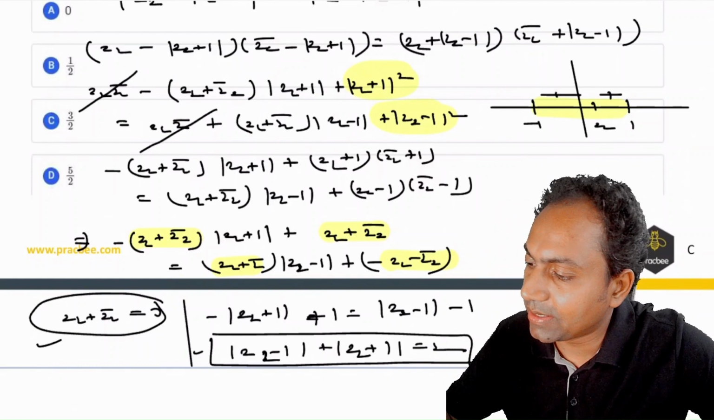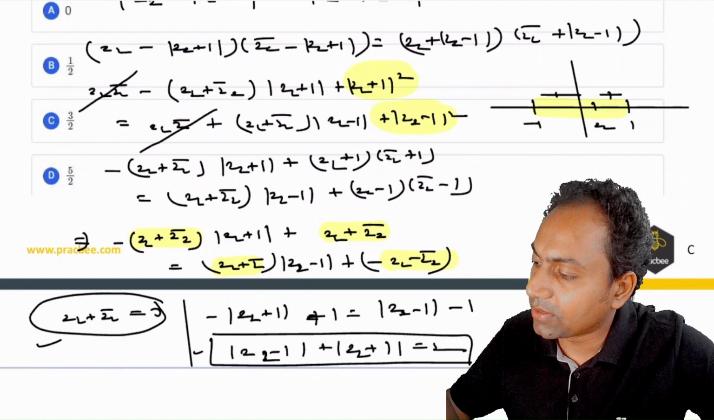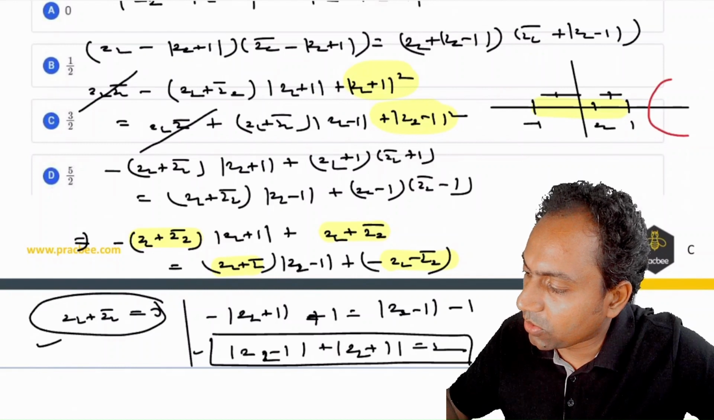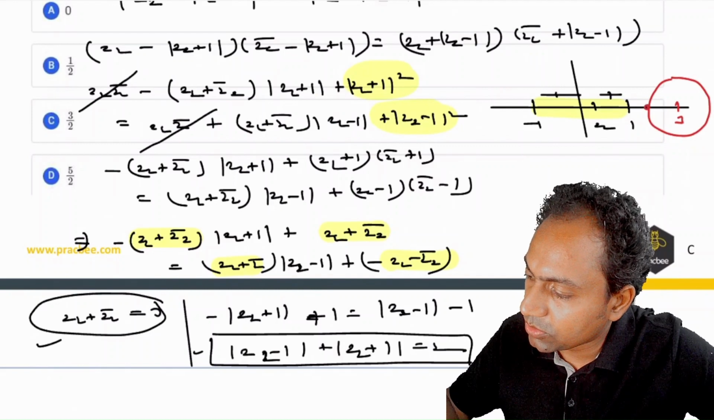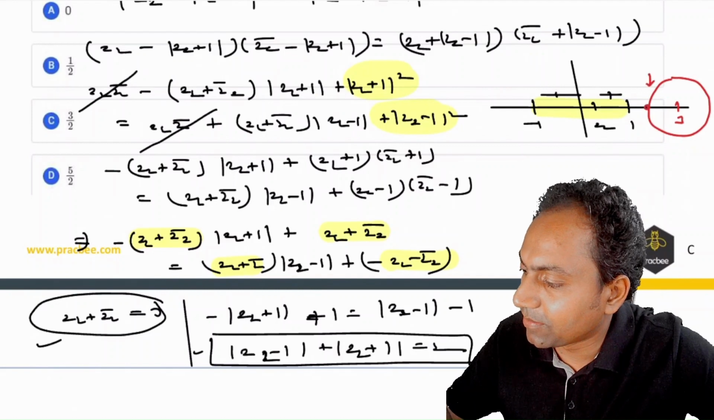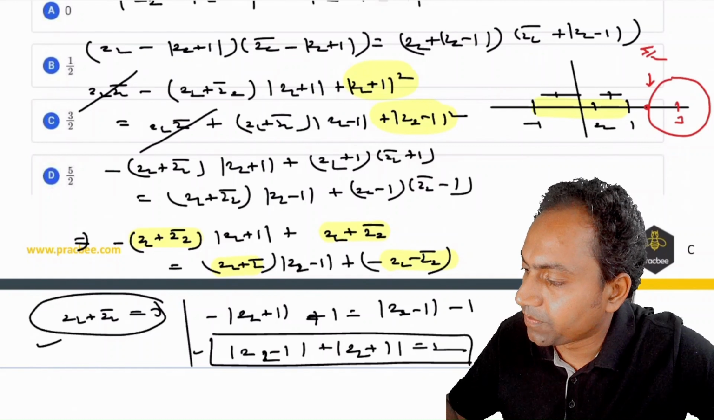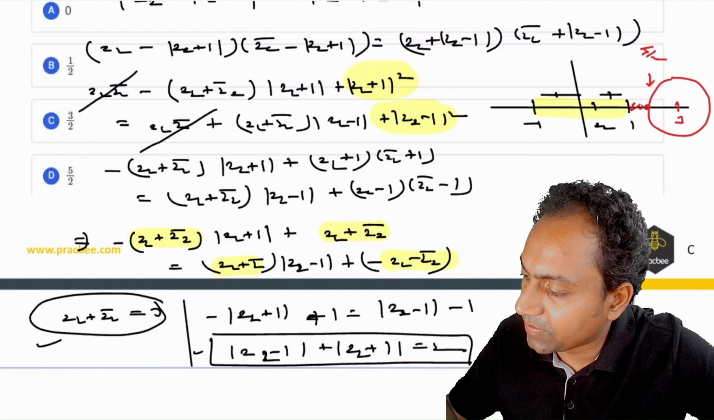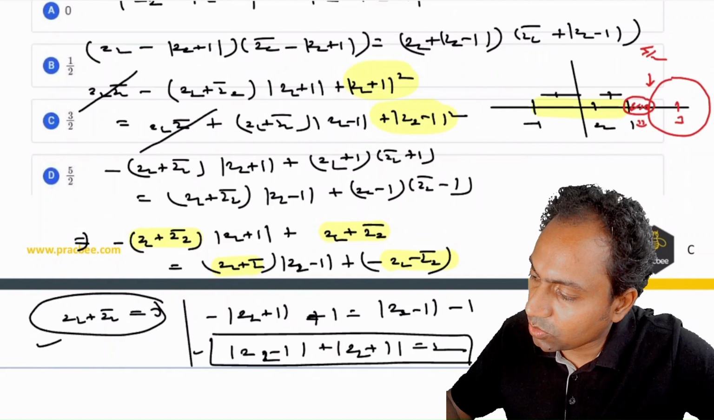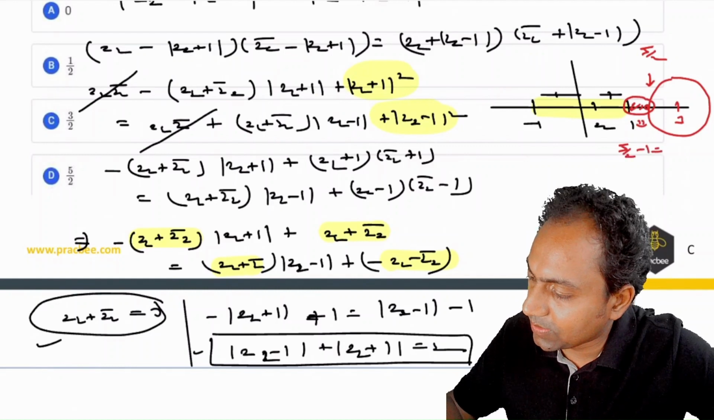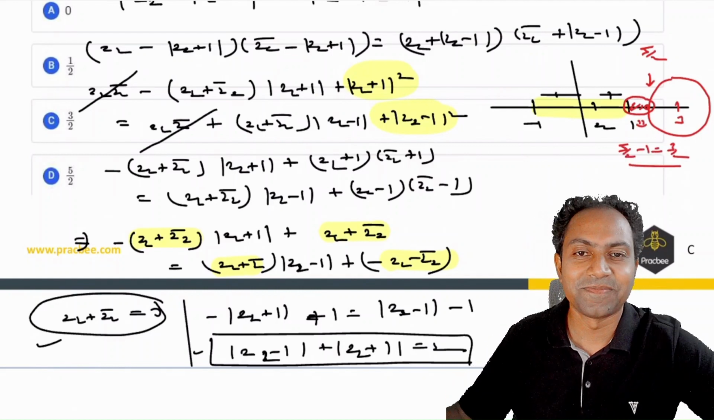And the other locus that they have given, if I draw it, is nothing but a circle whose center is at 3 and radius is 1 by 2. So this point, if I look into it, is nothing but 5 by 2. So the minimum distance between these two is nothing but this distance, and this distance comes out to be 5 by 2 minus 1, that is 3 by 2.